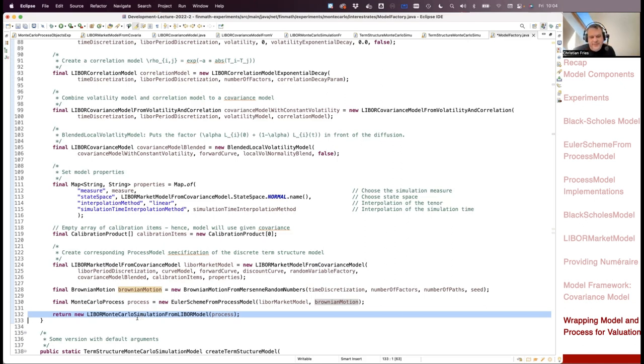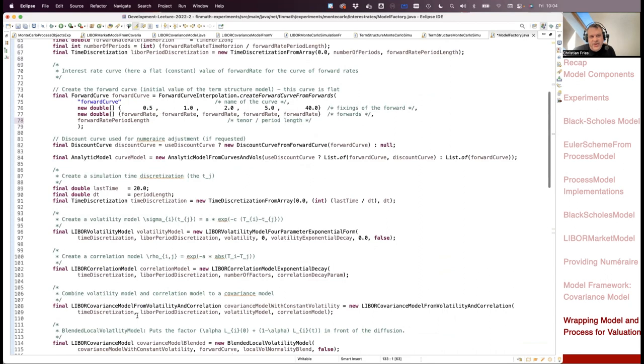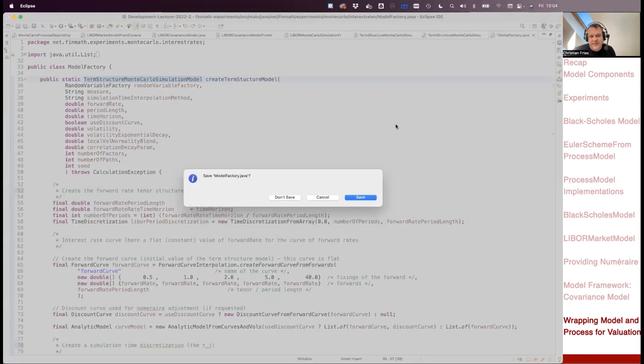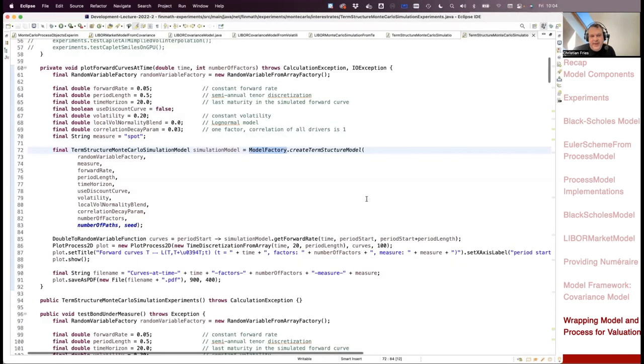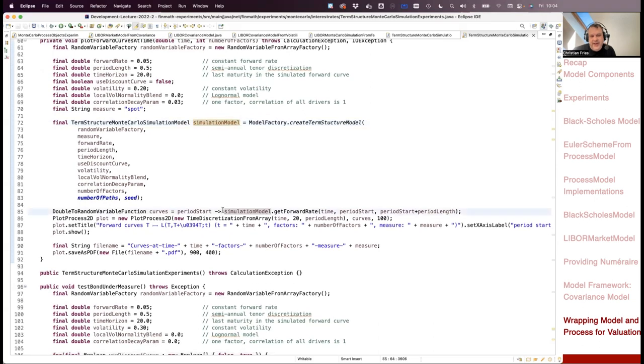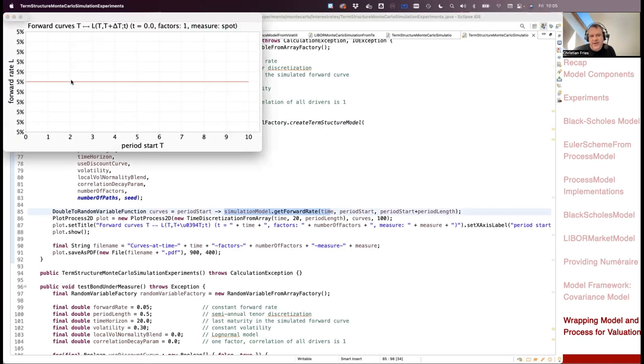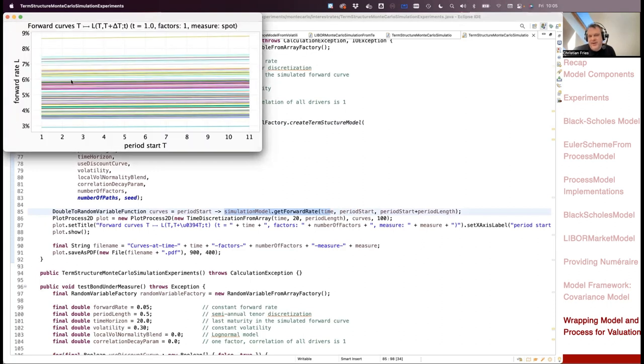So for example, if I now return this term structure model here in my experiment, I have created the term structure model and I can ask it here for a forward rate to, for example, plot now different forward rate curves, under different parameter settings.